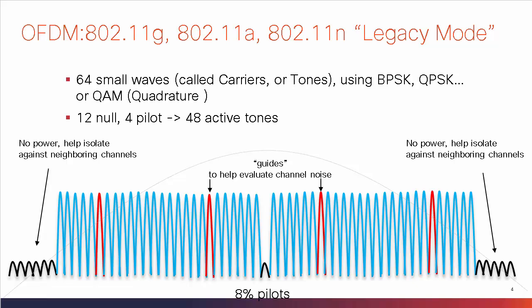But of course, they are not useful for data traffic. So if you look at this figure, we have 4 pilots out of 48 tones or subcarriers, and therefore we're using or losing 8% of throughput capacity to make sure that we understand the channel.